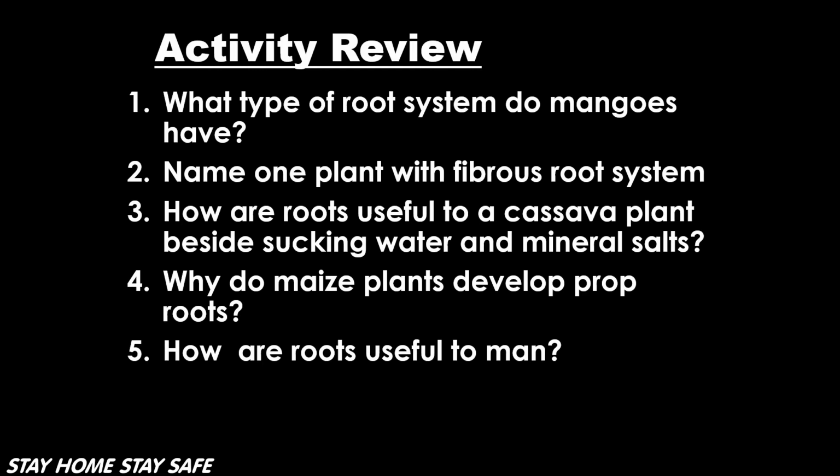Question 2, name one plant with a fibrous root system. Fibrous root system, do you still remember what they look like? They don't go deep in the soil, they are shallow. They are normally found in grass, normally found in cereals: maize, barley, wheat, millet, sorghum. If you mention any of that, good.